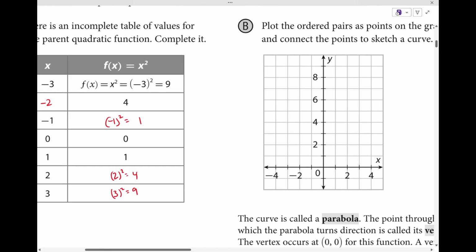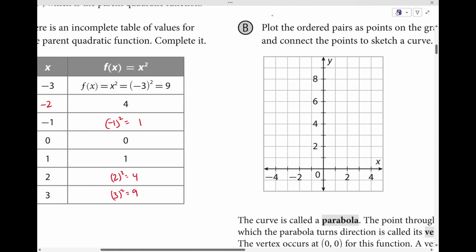I got -3, 9, right here. I got -2, 4, -1, 1, 0, 0, 1, 1, 2, 4, and 3, 9.